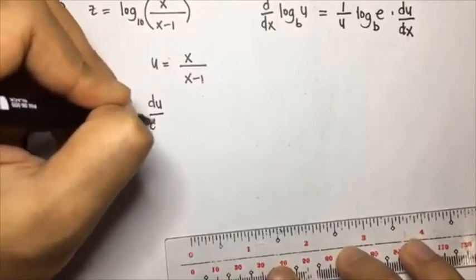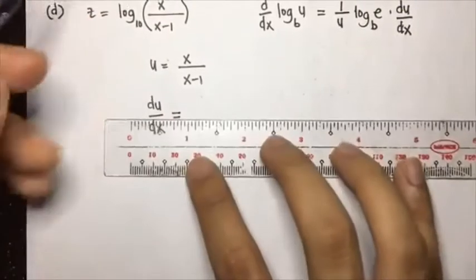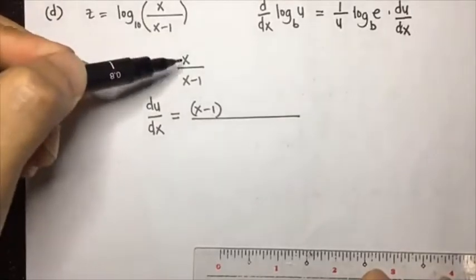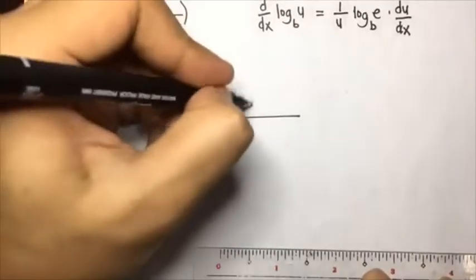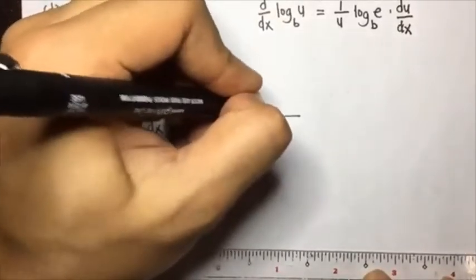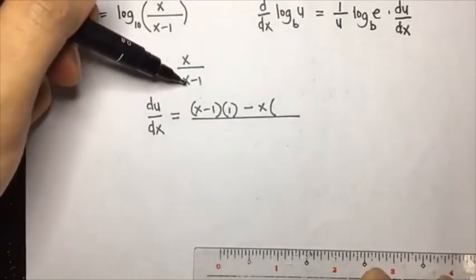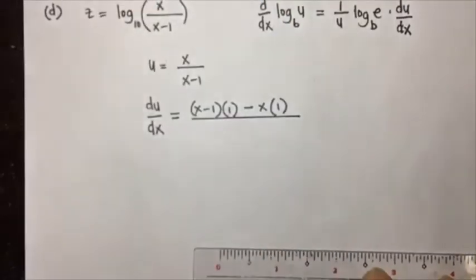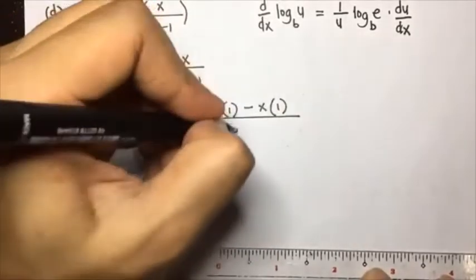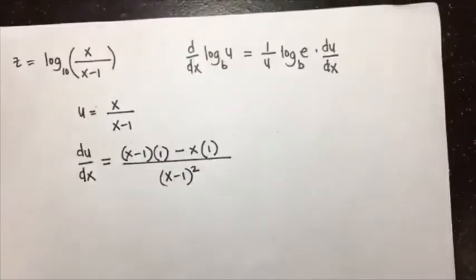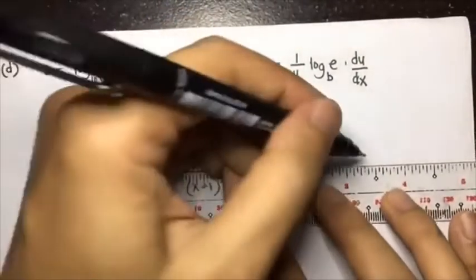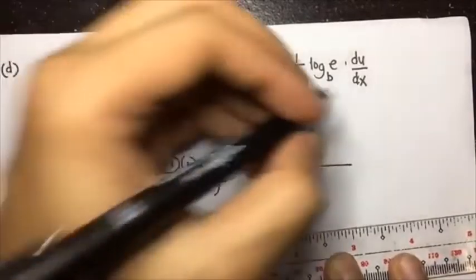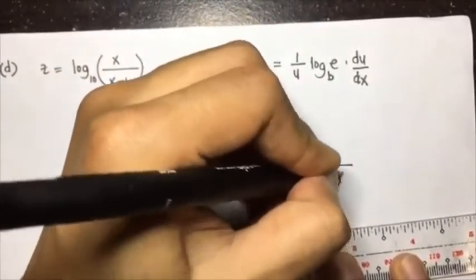Its derivative with respect to x is equal to, using the quotient rule, the denominator multiplied by the derivative of the numerator. So the derivative of x is 1, minus the numerator times the derivative of x minus 1, all over x minus 1 squared. Simplifying this, x will be cancelled, so it will become negative 1 over x minus 1 squared.